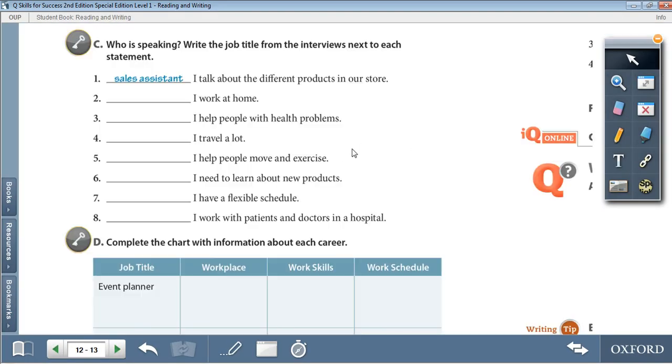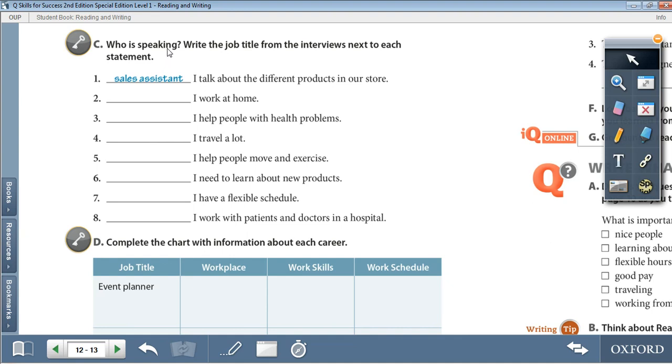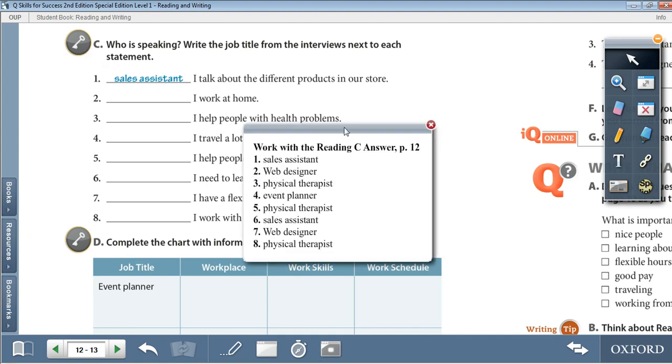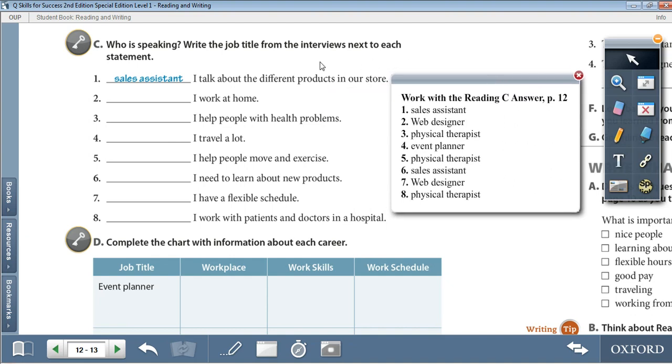Activity C. Who is speaking? Write the job title from the interviews next to each statement. We weren't given the names of the people, so you need to write the job title for each statement. Who said that? You can see number 1 is already done as an example. I talk about different products in our store. It's the sales assistant. 2. I work at home. Web designer.